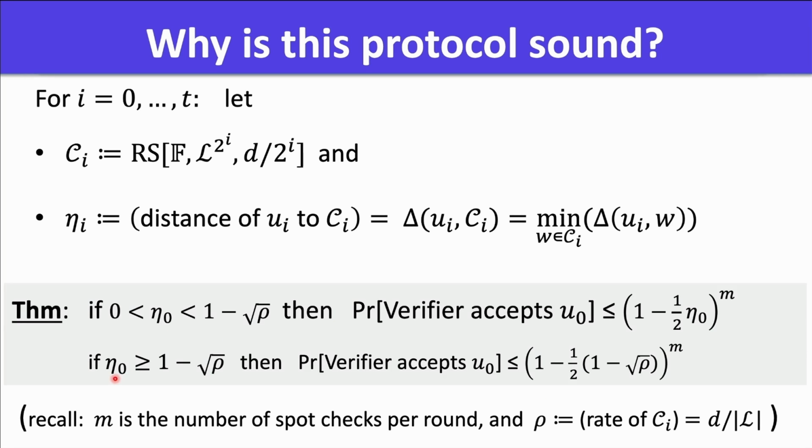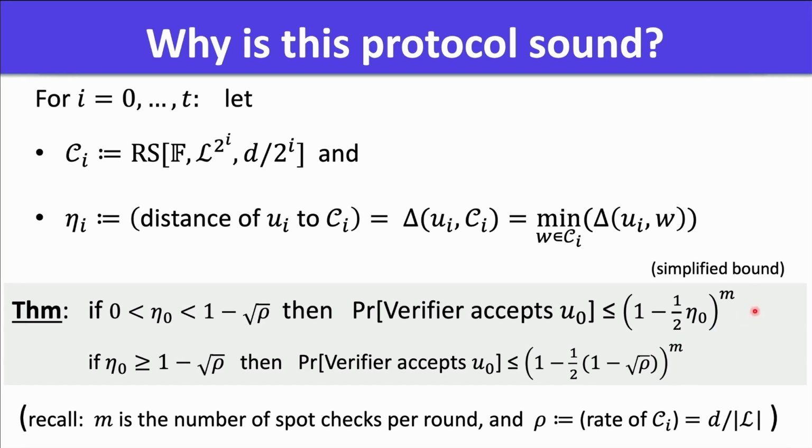Now, if U0 is further away from the code than the Johnson bound, so η0 is greater than the Johnson bound, the verifier will accept with probability 1 minus the Johnson bound to the power of M. Okay, so up until the Johnson bound, the probability that the verifier accepts goes down with the distance from the code, and beyond the Johnson bound, the probability of accepting becomes constant, but still degrades exponentially in M.